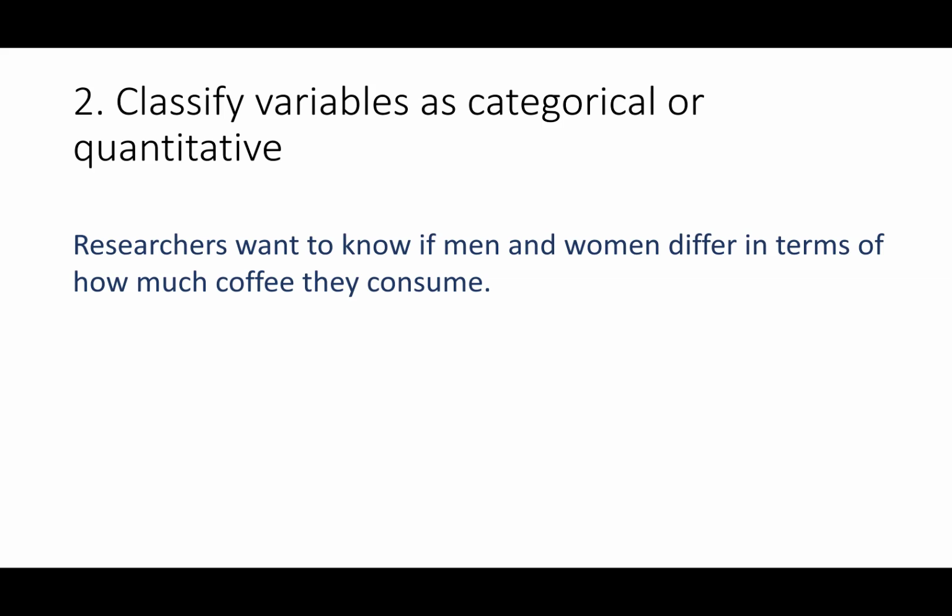This is the same scenario that we looked at in the first learning objective. Researchers want to know if men and women differ in terms of how much coffee they consume. We said that there were two variables here, gender and coffee consumption. We're given that gender is being measured in terms of men and women, so this is a categorical variable. We need more information about the second variable of coffee consumption in order to determine if it's categorical or quantitative.